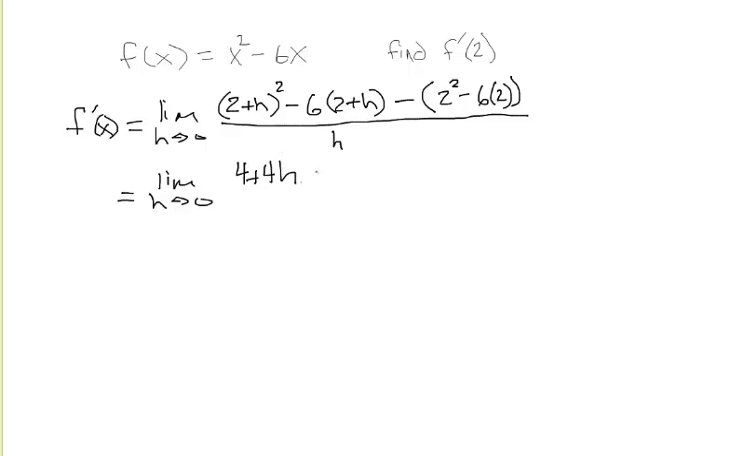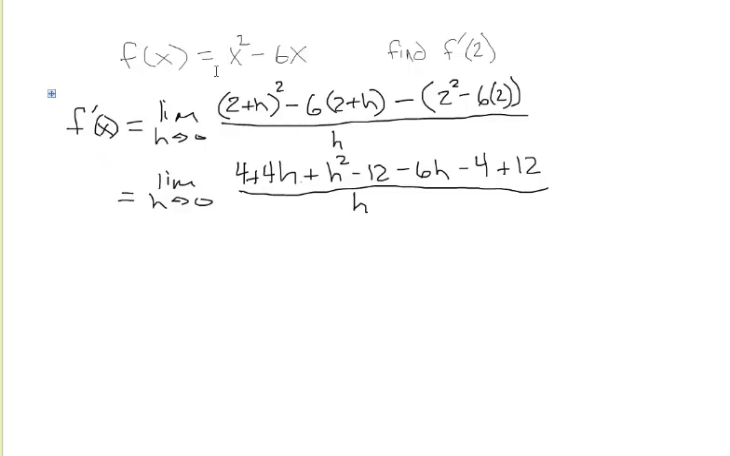2 plus h squared is 4 plus 4h plus h squared, minus 12, minus 6h, minus 2 squared, which is minus 4, and then plus 12, all divided by h. And again, I'm going to go through and cancel all the terms that I can. So here we have a positive 12 and a negative 12, so we can cancel them. And we have a negative 4 and a positive 4.